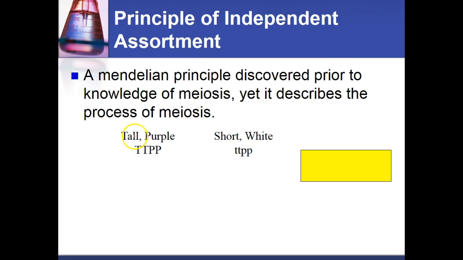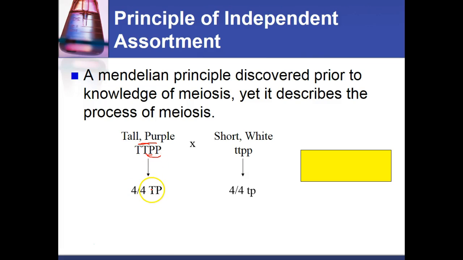I'm using big T to represent tall, little t to represent short, big P to represent purple, little p to represent white. And if we cross these two individuals, whether this is the male or this is the male doesn't matter. One is male, one is female. We first have to separate out our alleles and come up with our gametes. And so if we FOIL, just like we did, we go first, outer, inner, last.